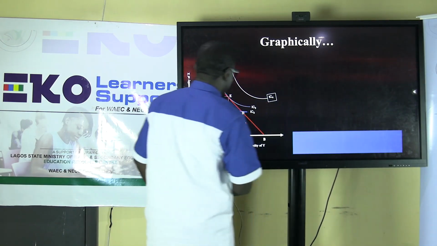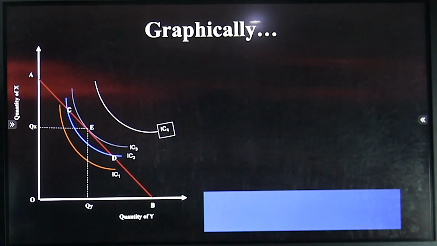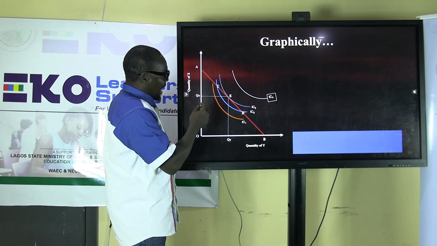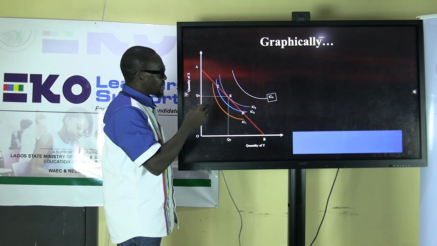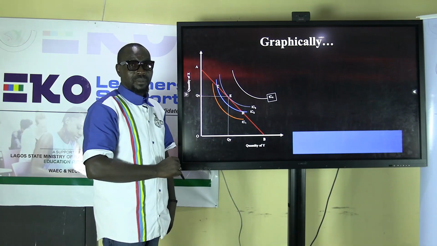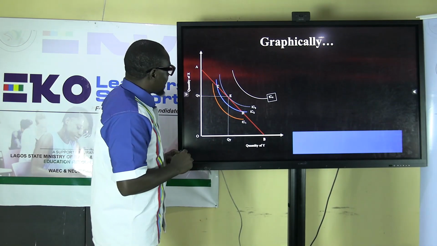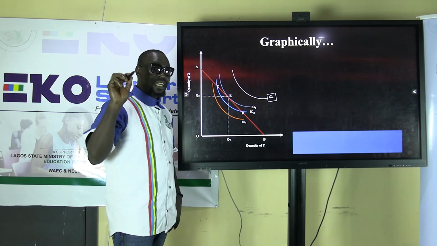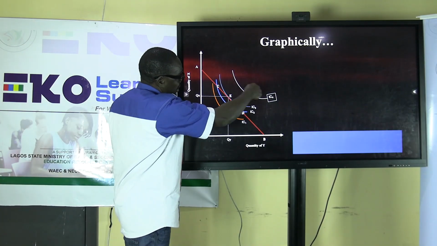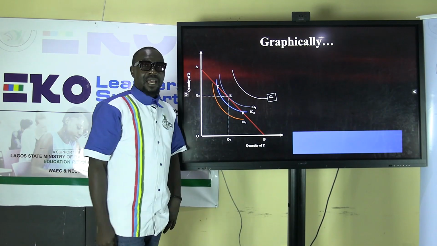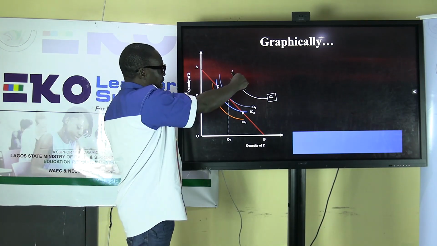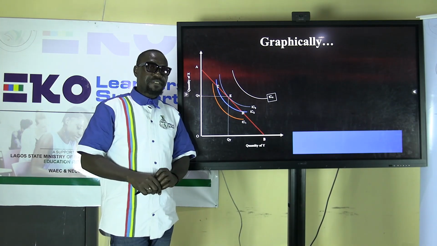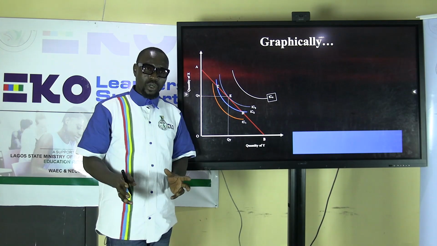So let's look at the graphical representation of all we have said so far. We have indifference curves IC1, IC2, IC3, and IC4. Based on what we said earlier on, this consumer facing these budget lines will enjoy his highest level of satisfaction on the indifference curve IC4, which is the highest indifference curve that is available to him. However, this consumer is faced by one constraint: his income.